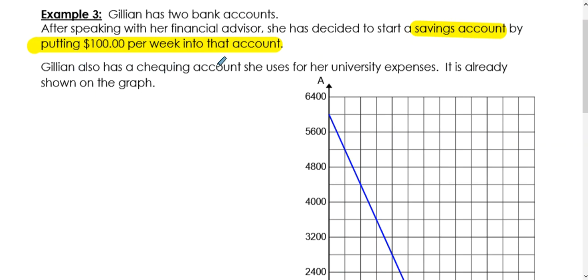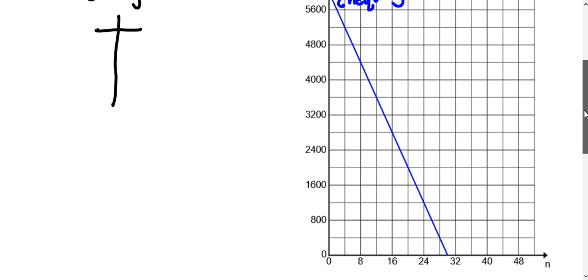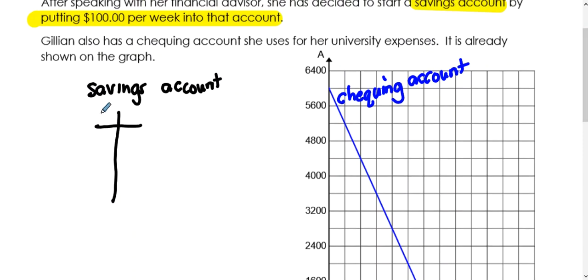Jillian also has a checking account that covers her university expenses. It's already on the graph. So we know that this part right here is my checking account. Now we have to figure out my savings account. Well, what variables do we use here? N and A. So N and A.